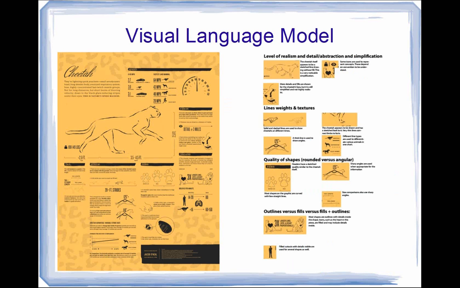My visual language model had the biggest impact on the overall look and feel of my final design. The primary visual element in the model, the cheetah, has a sketched appearance, while other visual elements range from very simple icons to very realistic line drawings. The section headers have a brushed-on look to them and extend well beyond the text.